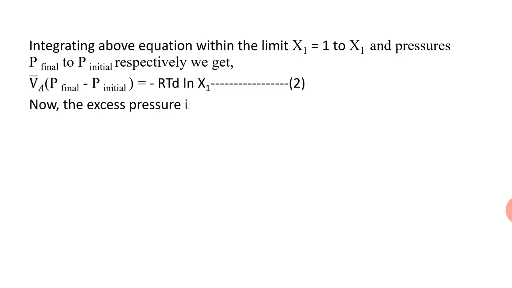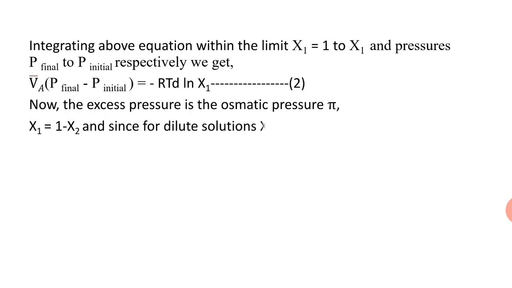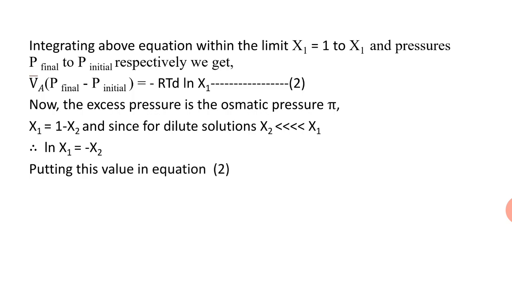Now, the excess pressure is the osmotic pressure pi. x1 is equal to 1 minus x2, and since for a dilute solution x2 is very less than x1, therefore ln x1 is equal to minus x2. Putting this value in equation 2, we get V bar A pi is equal to minus RT ln x1.